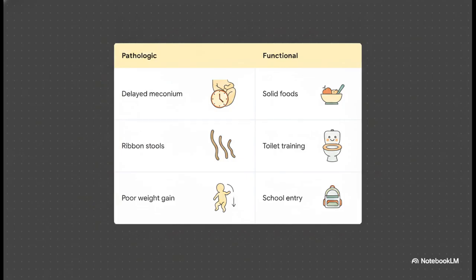Now, let's contrast that acute crisis with a much more common chronic outpatient issue. You really have to know how to separate functional constipation from pathologic causes like Hirschsprung disease. The big tells for pathologic issues are delayed meconium passage, narrow ribbon-like stools, and poor weight gain. Functional constipation, on the other hand, is usually just a phase triggered by toilet training or the introduction of solid foods.